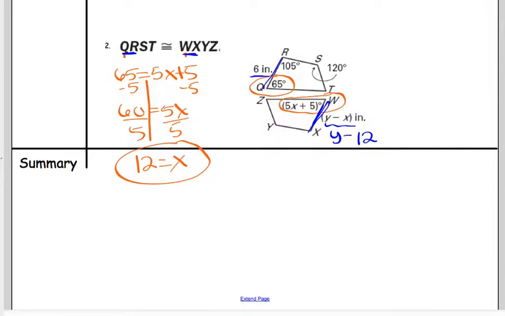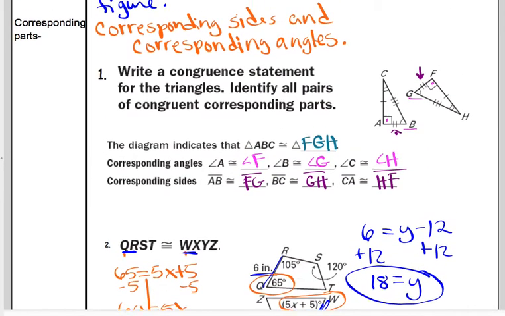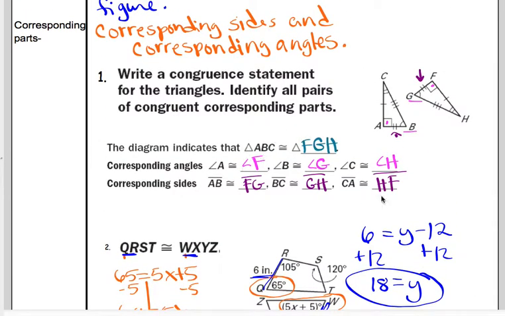QR is labeled with 6 inches. So I should be able to set 6 equal to the expression for WX, which is y minus 12. Then add 12 to both sides, and see that y is 18. So that's how you can use your corresponding parts to find missing variables, and how you would show figures are congruent by showing all 6 corresponding parts are congruent.